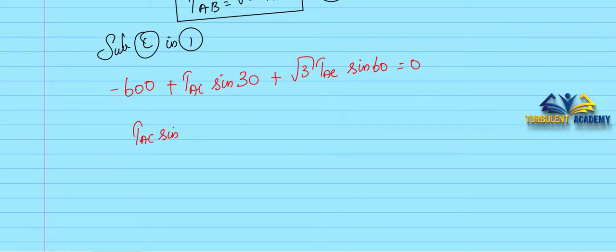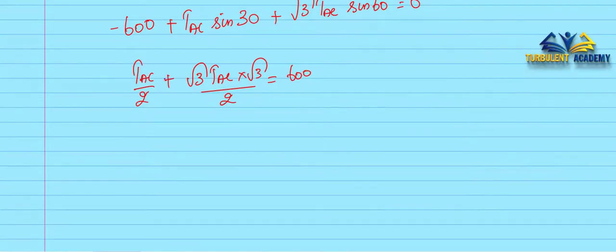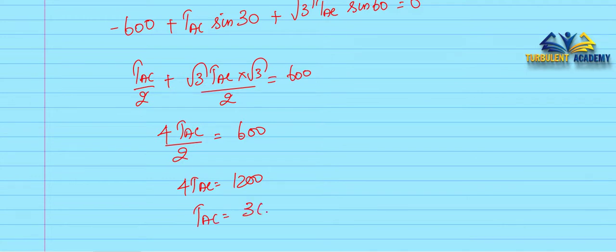Now if you could see here, TAC sin 30 is actually 1 by 2, plus root 3 sin 60. Sin 60 is actually root 3 by 2. Root 3 TAC into root 3 by 2 is equal to 600. Solving it further, root 3 into root 3 is 3. 1 by 2 plus 3 by 2 is going to be 4 by 2. So 4 TAC by 2 is 600, so 4 TAC is 1200. So TAC is going to be 300 newtons.